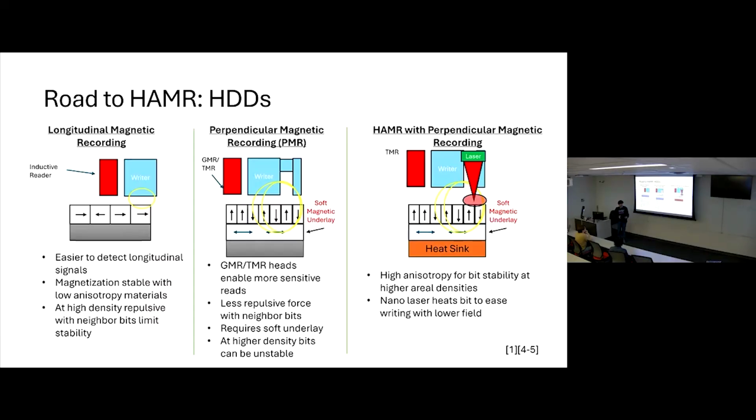And now, with perpendicular magnetic recording, the areal recording density is reaching its limit. So we need to increase the anisotropy to have a higher areal recording density. But the only problem with that is that it makes it much harder to write the bits. So this is where hammer comes in.